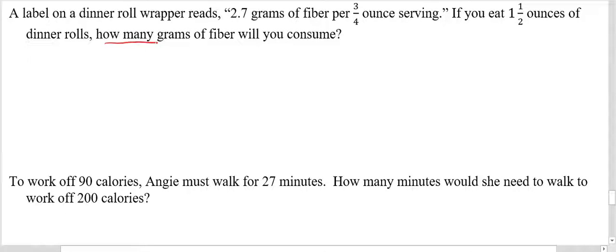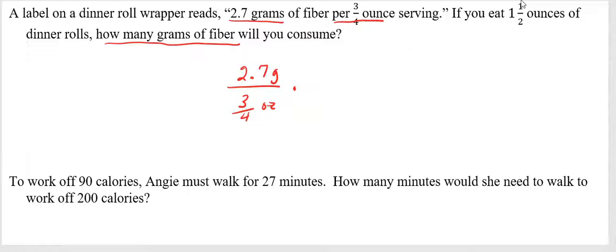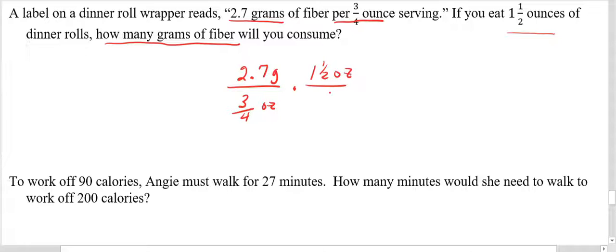So we're wanting to know how many grams of fiber. And it reads that there's 2.7 grams of fiber per 3/4 ounce. So I got 2.7 grams per 3/4 ounce, and we're eating 1.5 ounces, so times 1 1/2 ounces. I'm going to put that over 1.